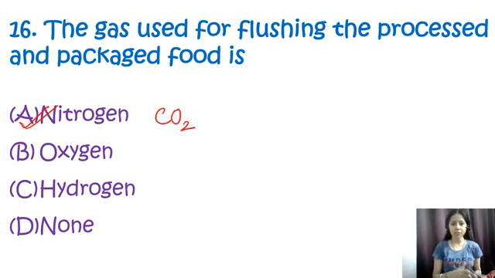The gas used for flushing the processed and packaged food is nitrogen or carbon dioxide gas. So flushing with nitrogen or carbon dioxide gas, what will it do? It will help to displace the oxygen from the headspace of the packaged food product, which can help to extend the shelf life of the food product by reducing the oxidation process and microbial growth. So over here my correct option will be option A, that is nitrogen.